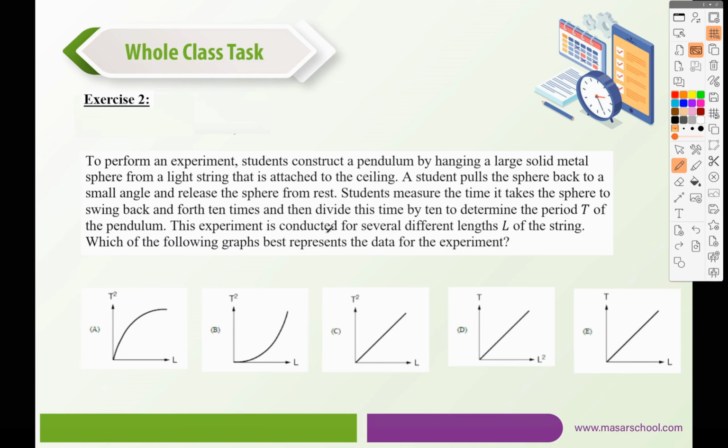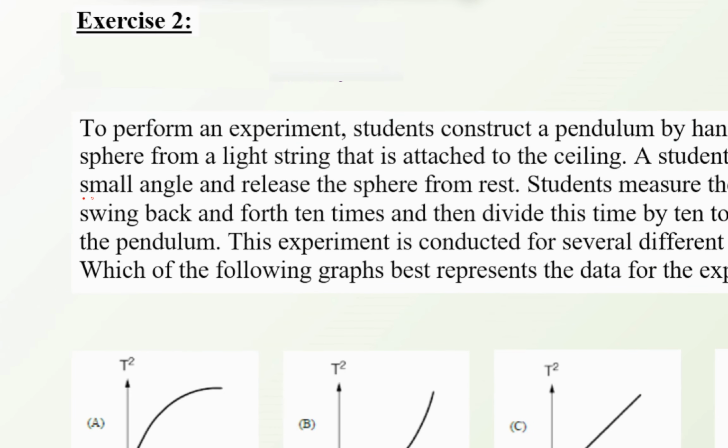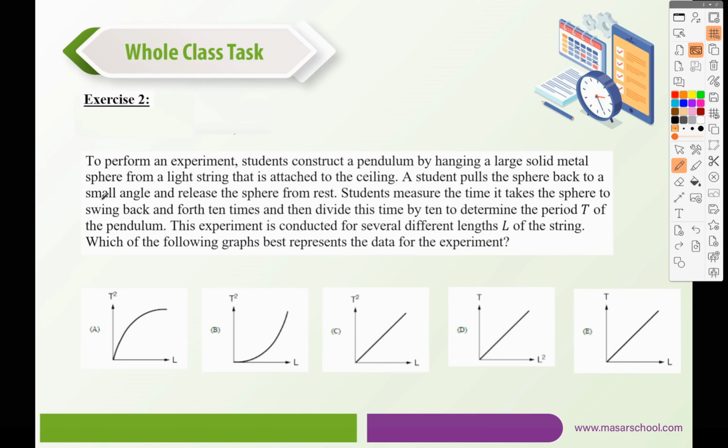To perform an experiment, students construct a pendulum by hanging a large solid metal sphere from a light string that is attached to the ceiling. A student pulls the sphere back to a small angle and releases the sphere from rest. Small angle means that we are in the range of simple harmonic motion. Then the period is given by 2π√(L/g).